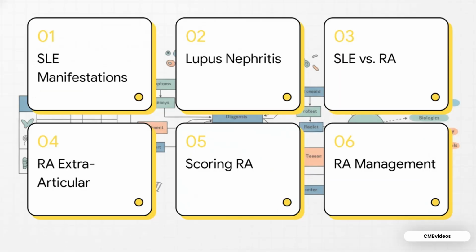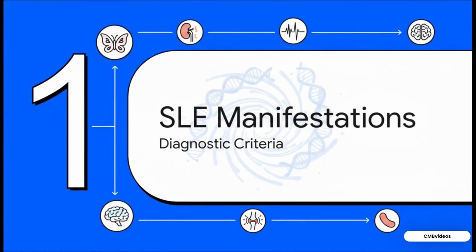We've had a pretty packed agenda today, which basically acts as our clinical roadmap. We'll map out SLE manifestations, take a deep dive into lupus nephritis, and then pivot to see how it contrasts with RA. From there, we'll explore RA's extra-articular features, the DAS28 scoring system, and wrap it all up with pharmacological management. All right, let's jump right into section 1, SLE manifestations and criteria.